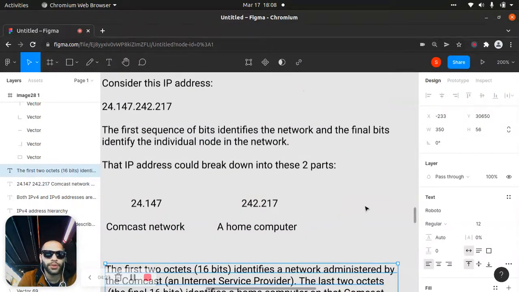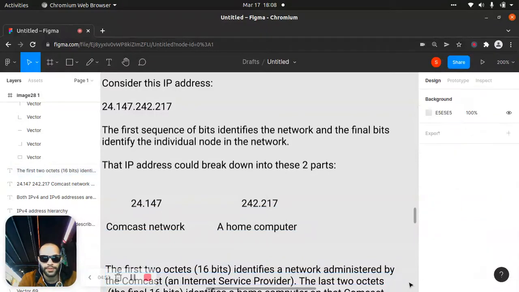The first sequence of bits identifies the network, and the final bits identify the individual node in the network. So the IP address can be broken down into these two parts. The first sequence identifies the network, like the Comcast network. This is the big part, and a home computer is the other part.